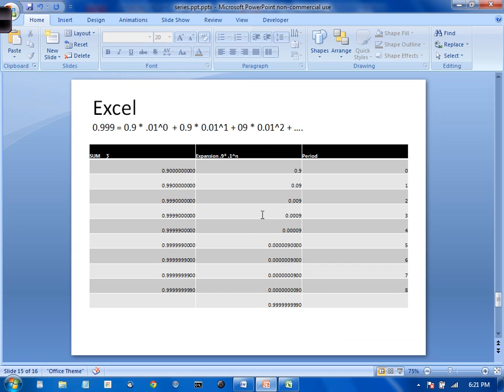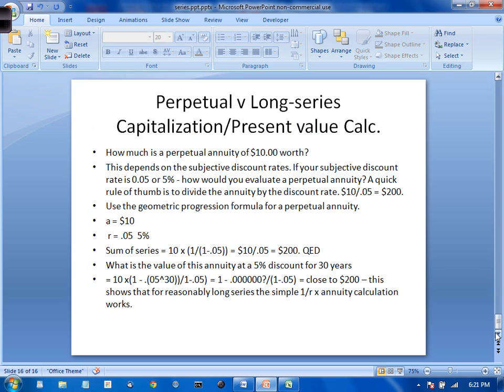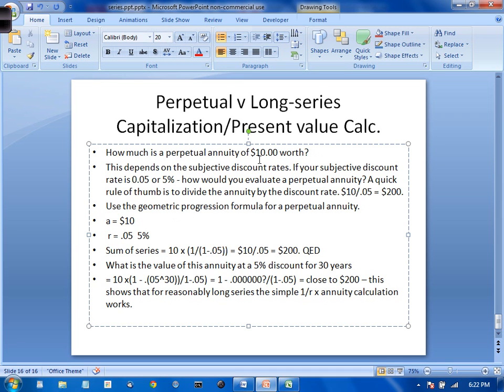geometric regressions. Oh, and here's how I showed that if you use the spreadsheet, you can asymptotically approach the 1 here. Look, 99999. Well, if you use the equation, as we did, it cancels out and becomes 1 at that level. Now we're talking about perpetual versus long series, capitalization versus present value calculation. How much is a perpetual annuity of $10 worth? Well, we already discussed that. It depends on your discount rate. Remember, if you have a 5% discount rate and you want to know what it is forever, you divide 10 by 0.05. Remember, 0.05 is 5%. We normally write a 5 with the percent sign.